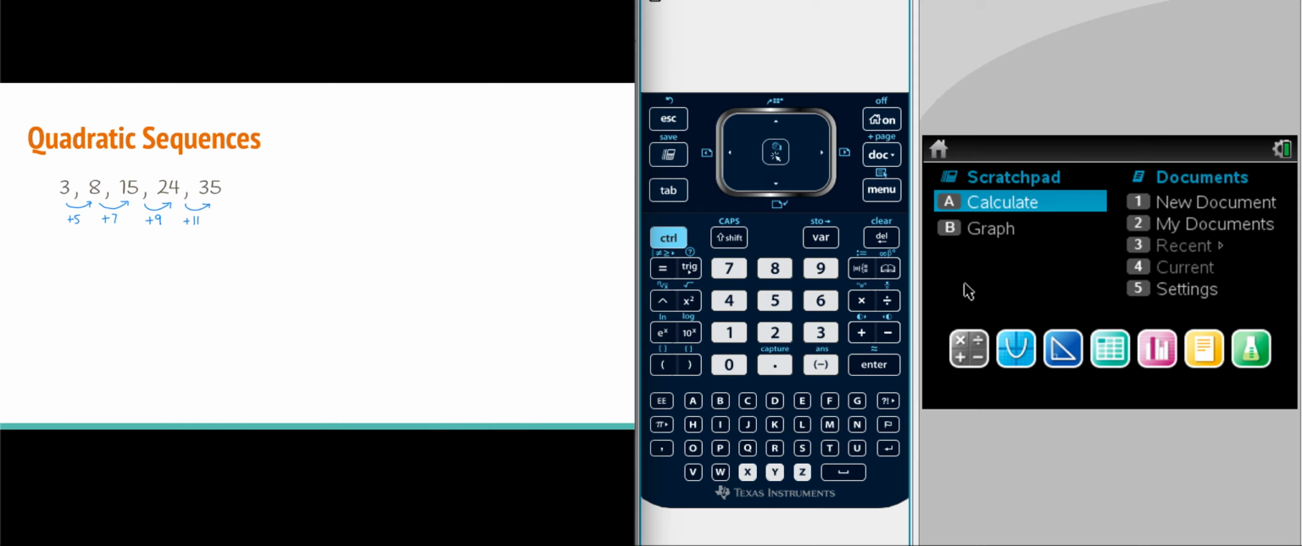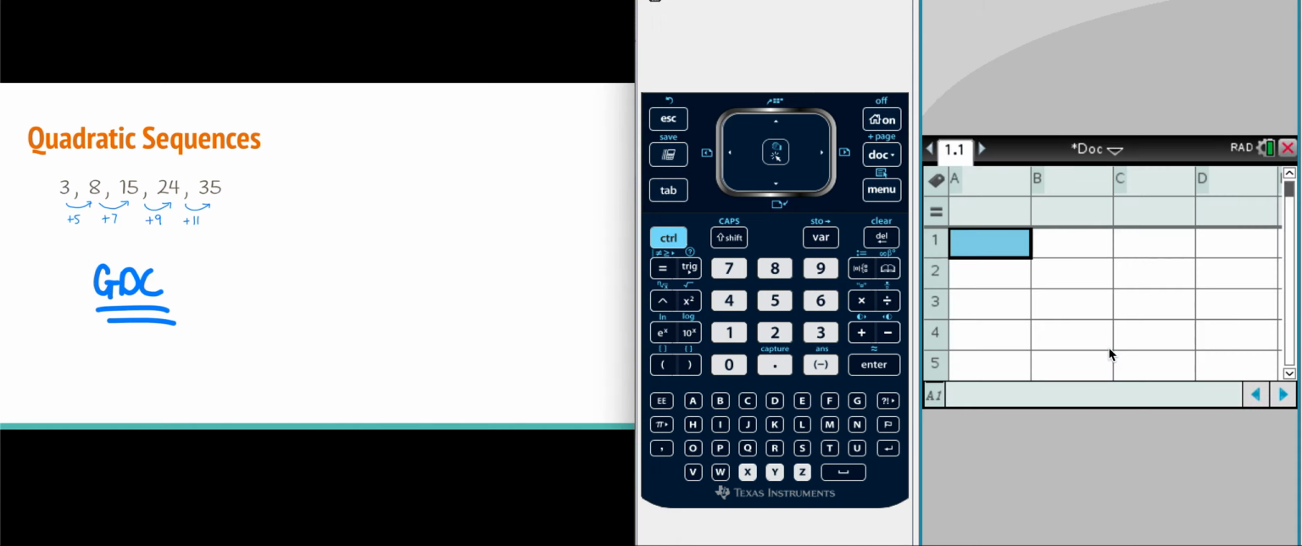When that happens, we can't answer it by hand, and instead we're going to be using the GDC. As soon as you see any sort of quadratic sequence, we're going to have to use the GDC to help us to answer it instead. On my GDC, I'm just going to click on this button here, which is the spreadsheet looking one. It's like a grid, and it opens up a spreadsheet.